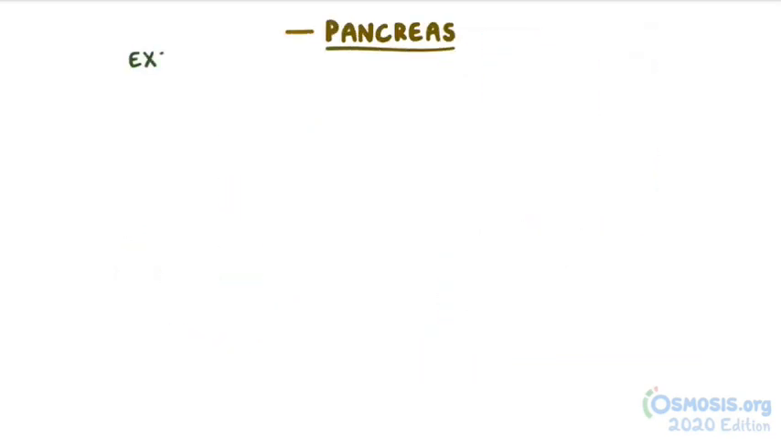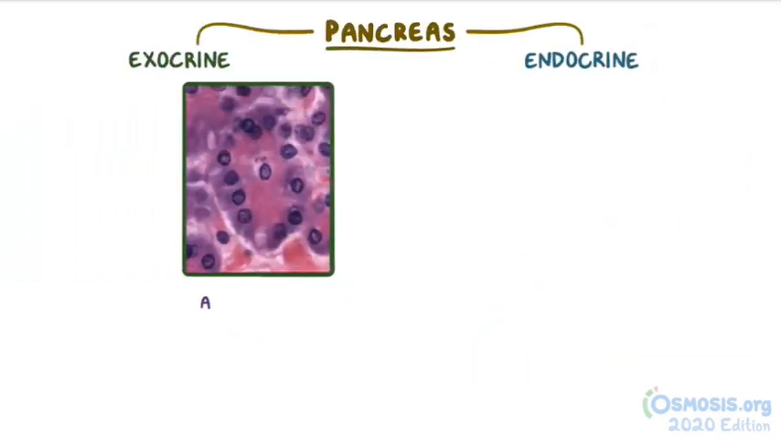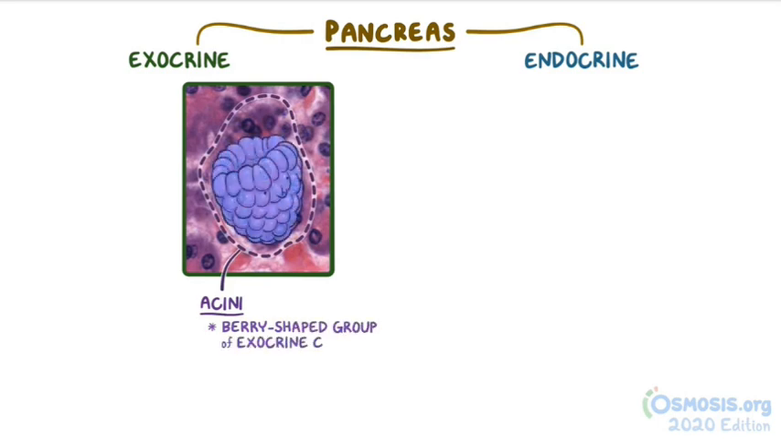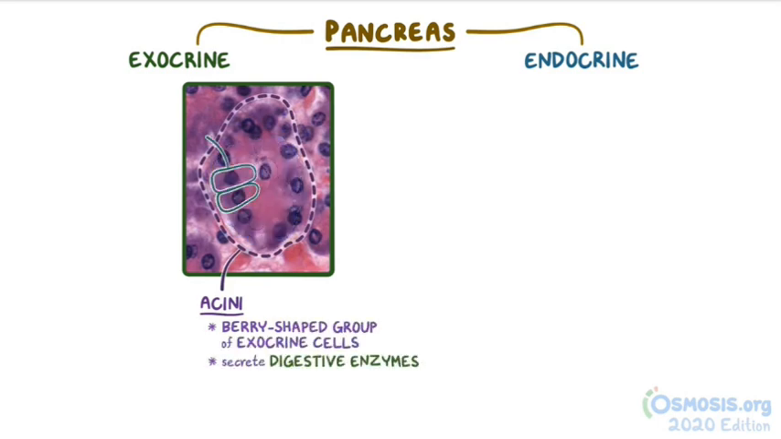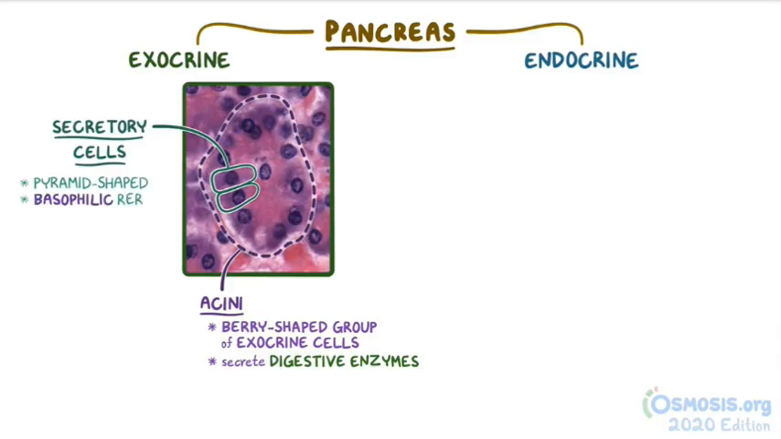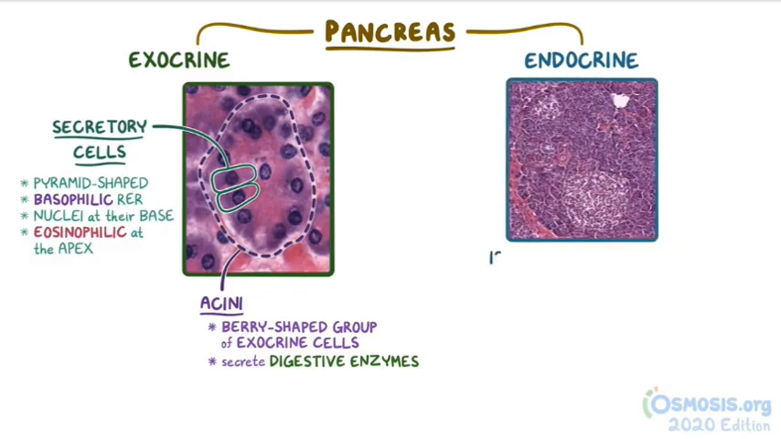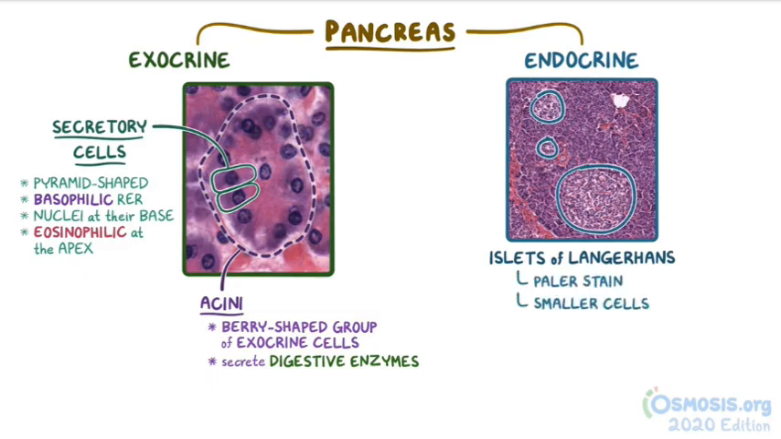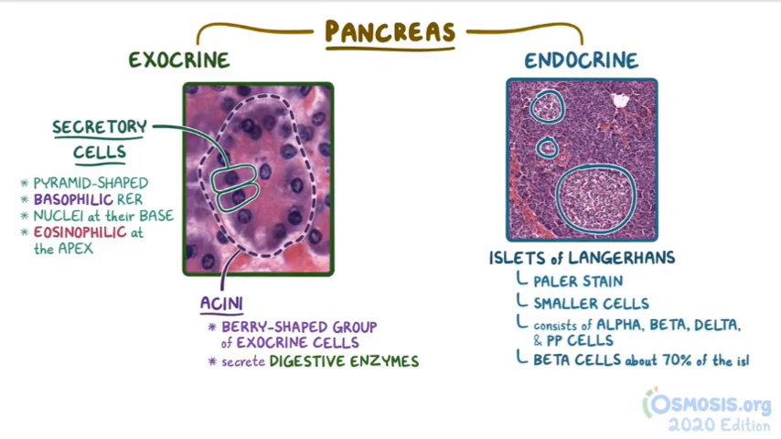The pancreas has both exocrine and endocrine functions. Acini are the berry-shaped groups of exocrine cells that secrete digestive enzymes. The individual secretory cells are pyramid-shaped with basophilic rough endoplasmic reticulum and nuclei at their base, and eosinophilic granules at the apex. Islets of Langerhans are responsible for the pancreas's endocrine secretion, and are seen with H&E by their paler stain and smaller cells when compared to the surrounding tissue. The islets consist of alpha, beta, delta, and PP cells, with beta cells making up about 70% of the islets.